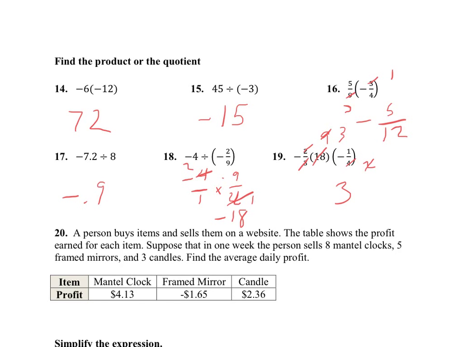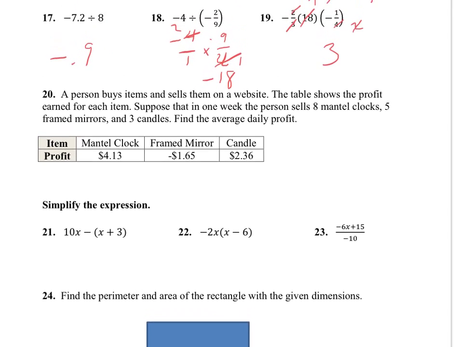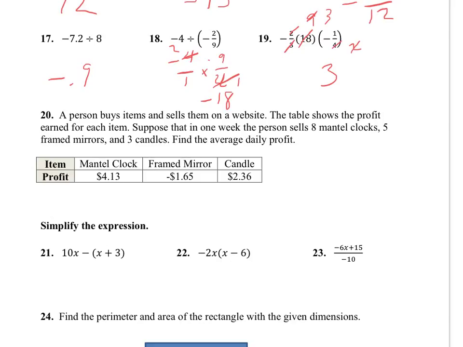Okay, now let's look at number 20 here. Okay, so this looks like a lot of number crunching, and again, just for the sake of time, I am just going to multiply. So it supposes in 1 week a person sells 8 clocks, so we go 8 times 4.13 to get $33.04. And then we're going to go plus 5 frame mirrors, but that's a negative number, so let's just go 5 times 1.65, so that should be a negative 8.25, and then 3 candles times 0.36, so it should be 7.08, and now we'll add all those numbers together.